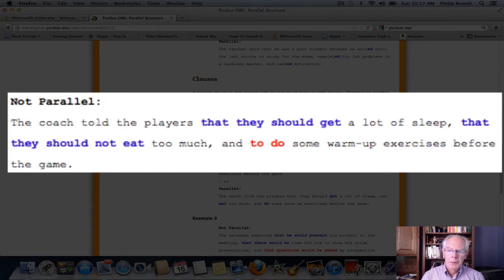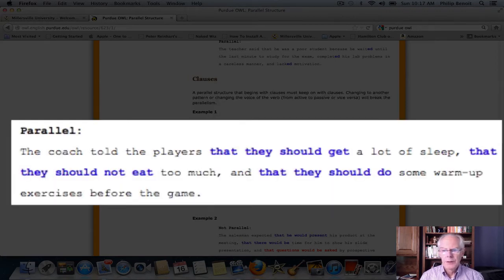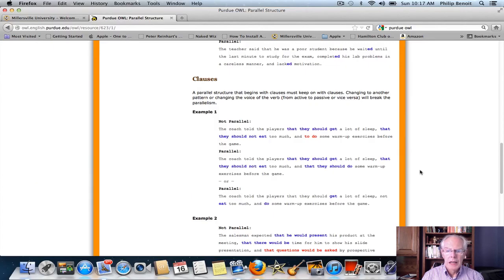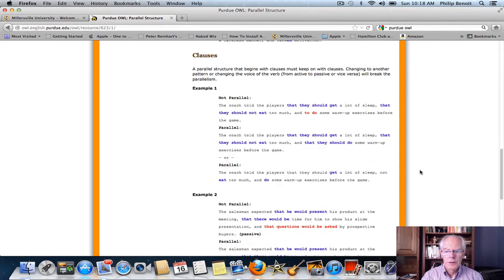So, if we make it parallel: they should get a lot of sleep, that they should not eat, and that they should do some warm-up exercises before the game. Very simple. Or you could do it this way: The coach told the players that they should get a lot of sleep, not eat too much, and do some warm-up exercises before the game. That's even better, because then you economize on words here and make your sentence a little bit stronger, I think. But we've gotten rid of the problem of the lack of parallel structure in these clauses.